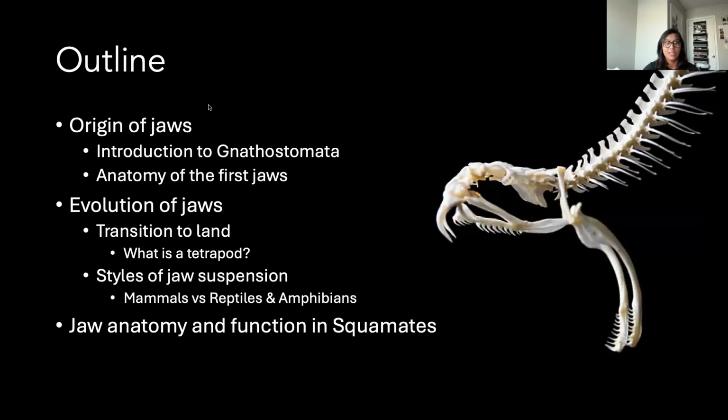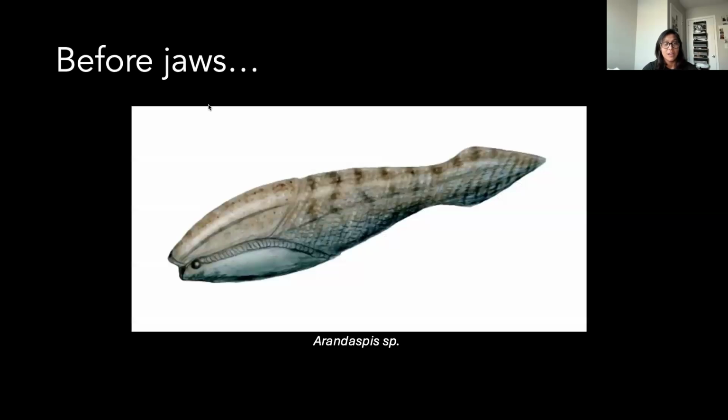We'll go through the origin of jaws, an introduction to jawed vertebrates who are commonly called gnathostomes, and then how jaws have changed as vertebrates made their way onto land. And so before jaws, we were just kind of these jawless armored fish, swimming around in the ocean. This is the early Ordovician, so 480 million years ago, and there were no terrestrial vertebrates. So all vertebrate life is currently constrained to the ocean. This is an artistic representation of what one of these fish would have looked like. Specifically, this is Arandaspis, which was one of the first fossils that we have of a jawless fish.